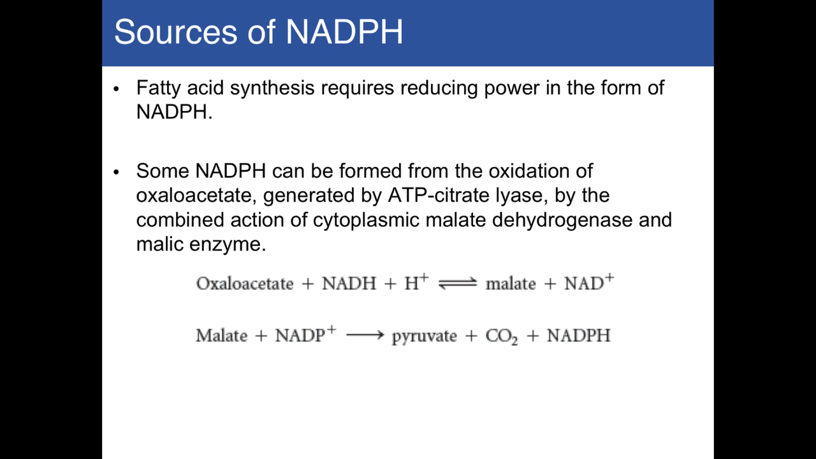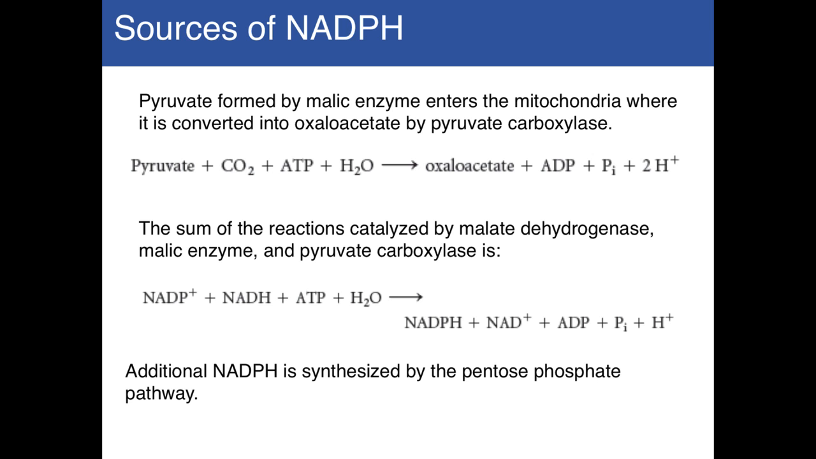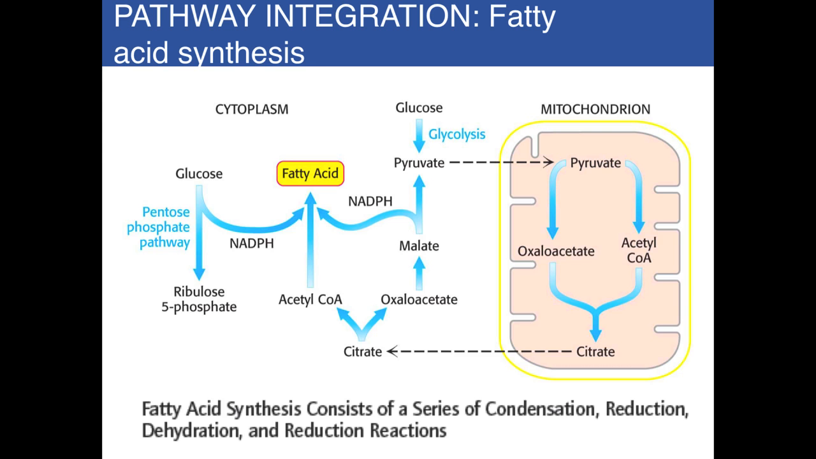NADPH is our reducing agent. It's a little bit different than NADH. We do have NADH in there, but NADPH is going to be the major reducing agent that's going to be used to form these molecules. Pyruvate is converted into oxaloacetate, and from there, malate dehydrogenase and pyruvate malic enzyme and pyruvate carboxylase are going to then generate the NADPH.